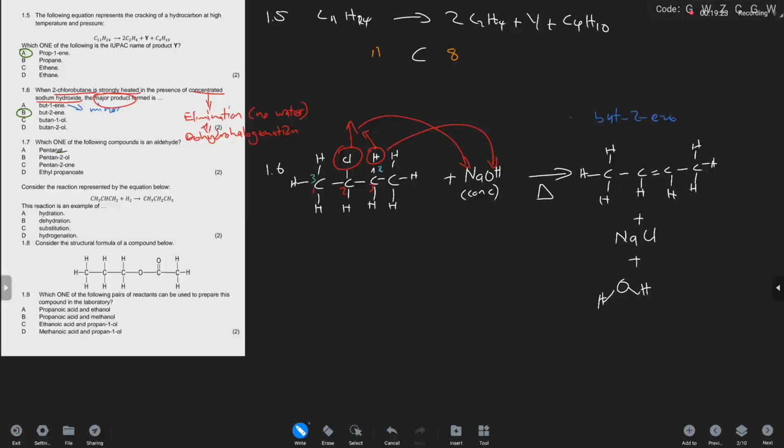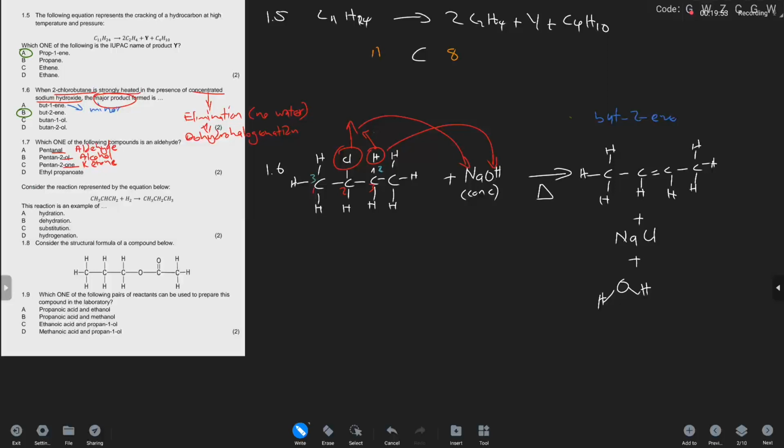And then finally 1.7: which one of the following compounds is an aldehyde? So we're just looking at the names of these compounds. The suffix "al" tells us that's an aldehyde automatically from the name. The second one, B, pentan-2-ol, the "ol" suffix tells us it's an alcohol. And then C, pentan-2-one, that's a ketone right there.